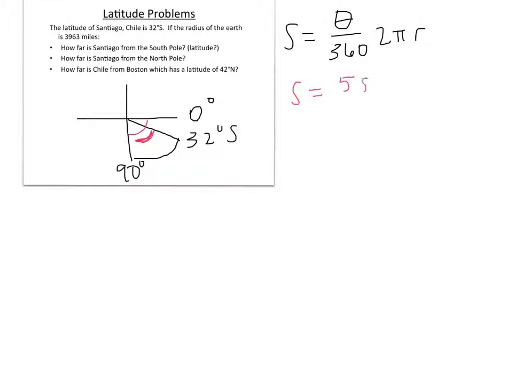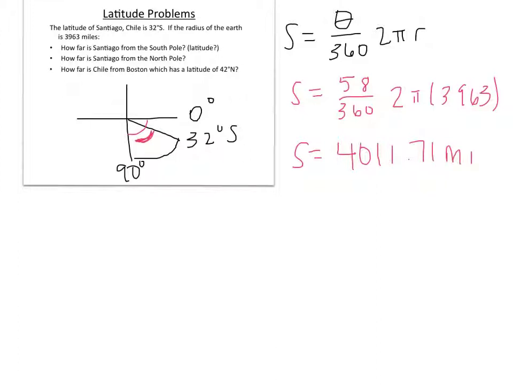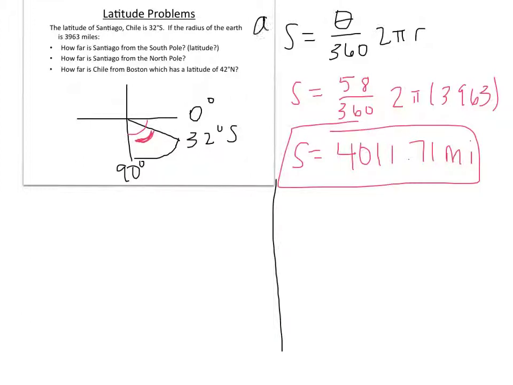So that's 58 degrees over 360. And then it's 2 pi, and again we were given the radius was 3963. And we should expect this to be a big number. In this case it is. We end up with 4,011.71 miles. And our units are in miles because that's what our radius was in there. So that's the first question. We'll call that part A.